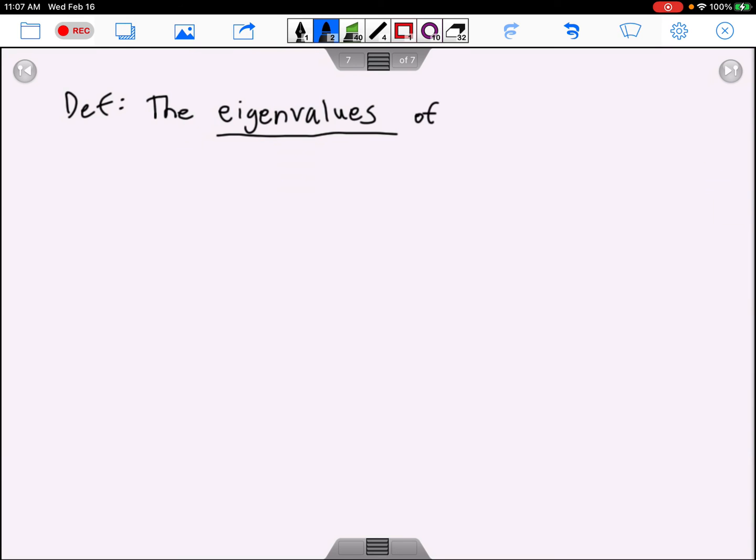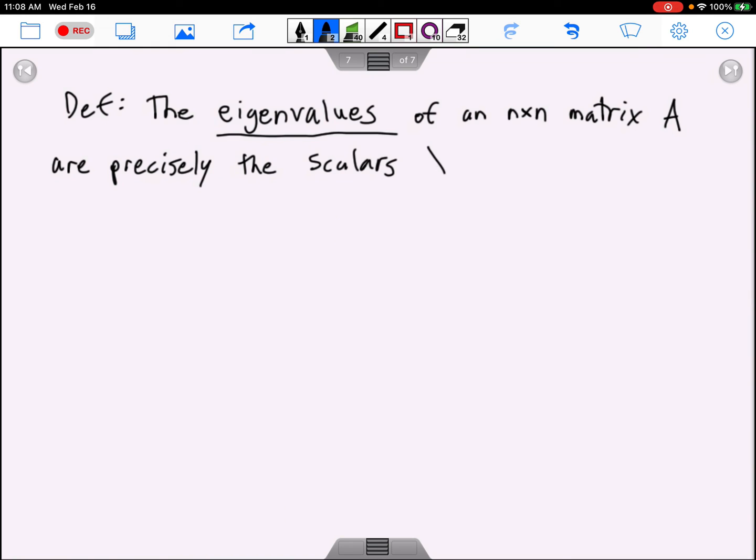The eigenvalues of an n by n matrix A are precisely the scalars lambda for which the determinant of A minus lambda times the identity is equal to 0.